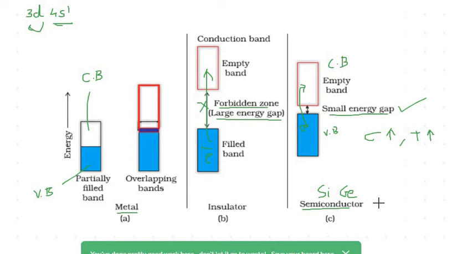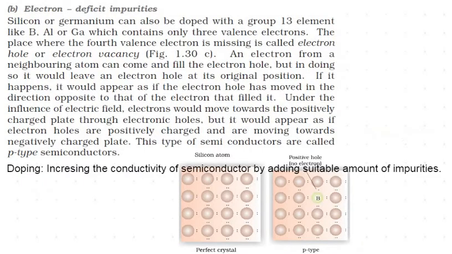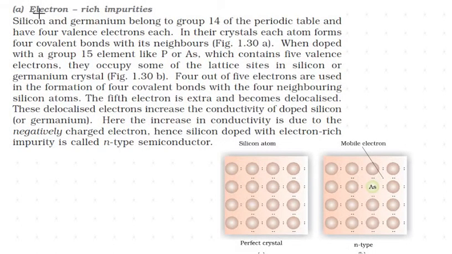So the next topic in this continuation is what? Doping. So the next topic is doping. And what is doping? Doping is increasing the conductivity of semiconductors by adding a suitable amount of impurities. So some impurities are added, and there are two types of impurities we are going to discuss. One is electron rich and the other is electron deficient. Okay, so first we will talk about the electron rich impurities.